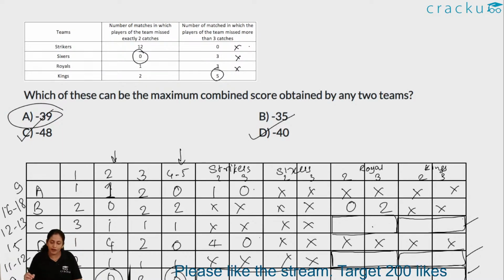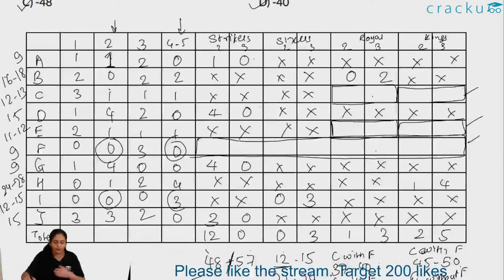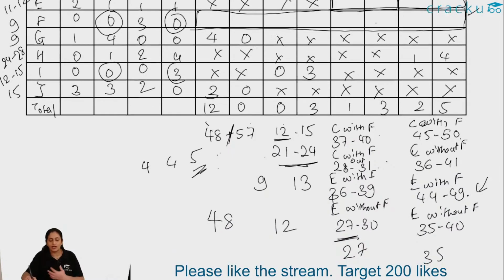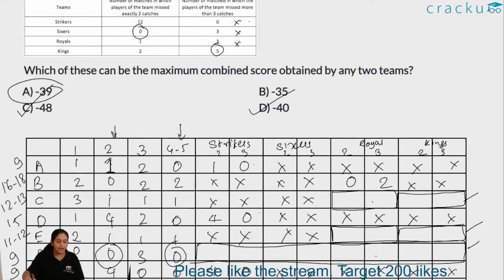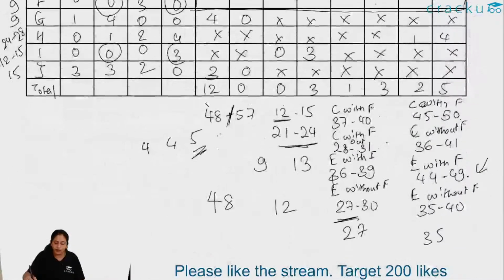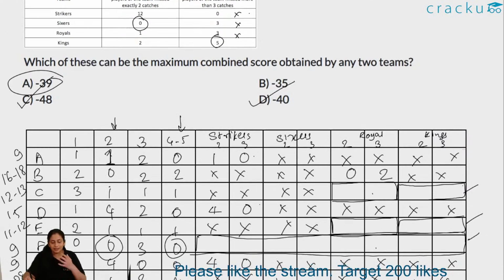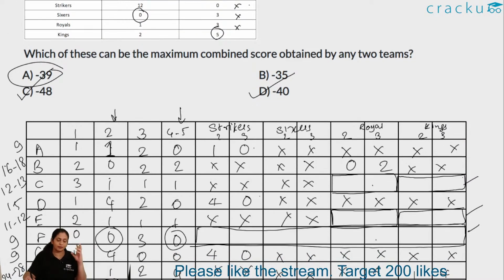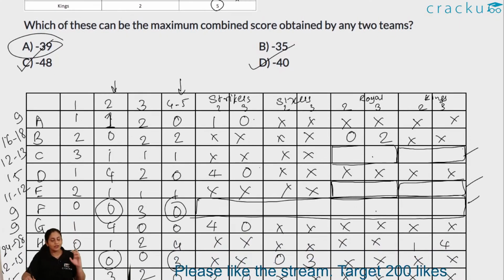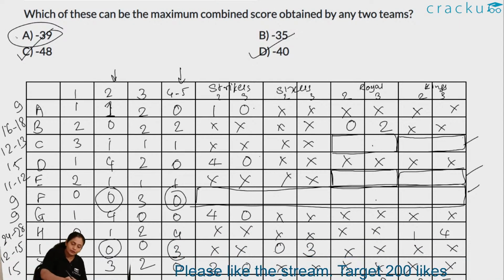Let us see if 35 is possible. 35 is not possible because if I add everybody's minimum score also, at the very least I'll get 39. Minus 48 would not be the sum of two guys' scores, which would be the maximum score either. Also minus 39 is higher. Minus 48 is lower than that. So if minus 39 is possible, that would be my answer.